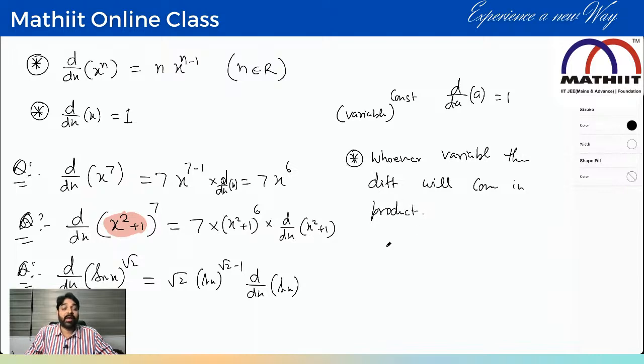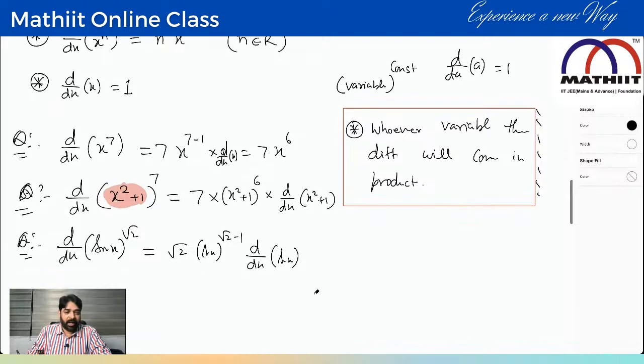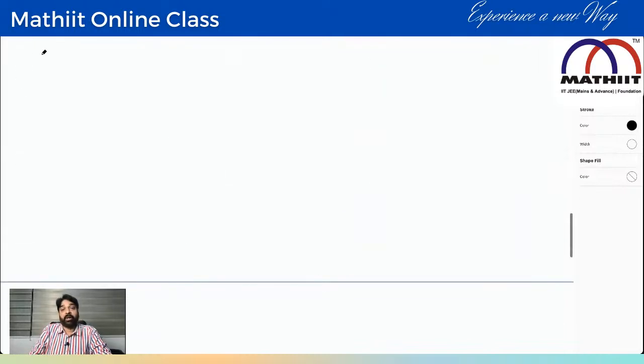And how will you decide who is the variable? With respect to what you are differentiating, that is called the variable. I hope this line is clear to all of you. Differentiation of whoever is the variable, their differentiation must come in product. If anybody can understand this rule, differentiation will never be a problem. Am I right? So further, let's go ahead and write all the formulas and properties.